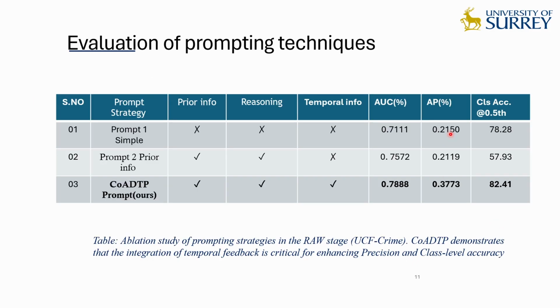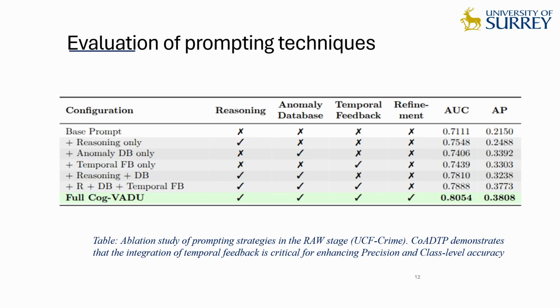So this is the evaluation of the prompting techniques. Here we can see this is the simple prompt, and it is not performing very well. Then as we go on improving the prompt, the performance gets better and better. So this is the evaluation of our prompting, that is, the chain of anomaly detection thought prompting.